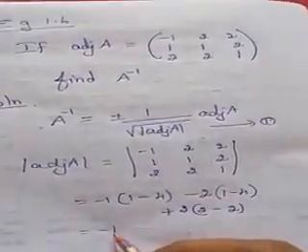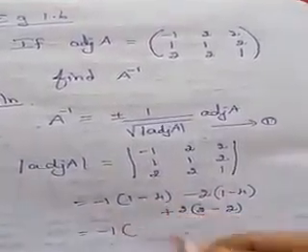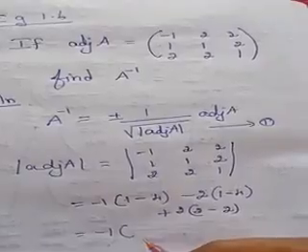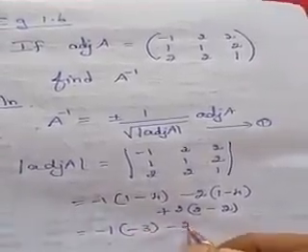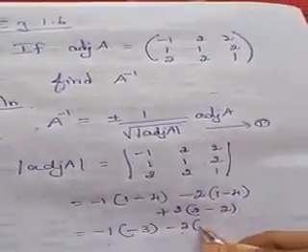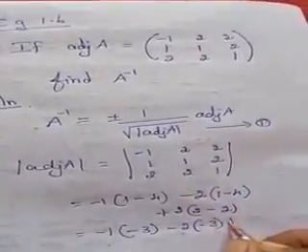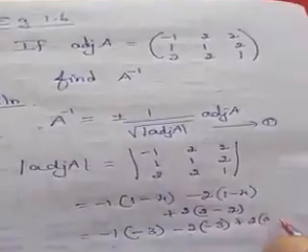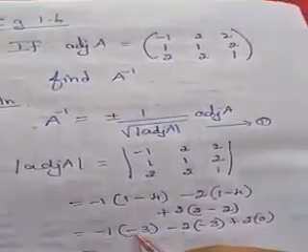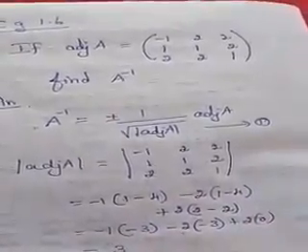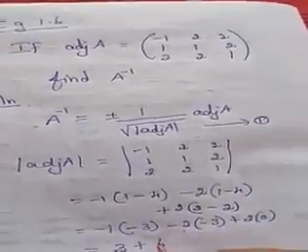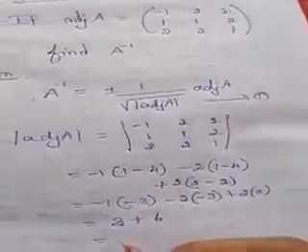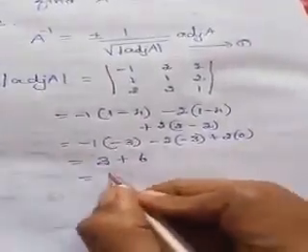So minus 1 into 1 minus 4, that is minus 3. Minus 2 into 1 minus 4, minus 3. Plus 2 into 2 minus 2 is 0. See, minus into minus, plus 1 into 3 is 3. Minus into minus, plus 2 into 3 is 6. So we will be getting 3 plus 6, which is equal to 9.